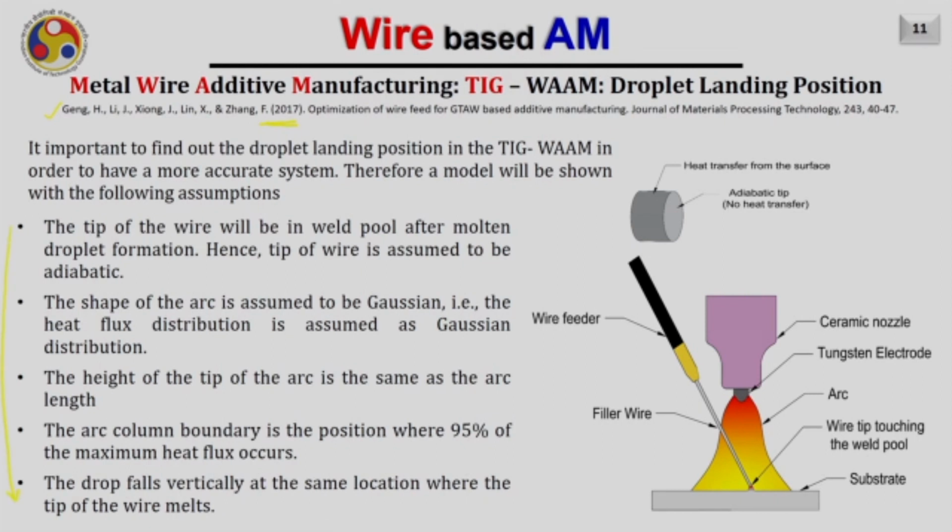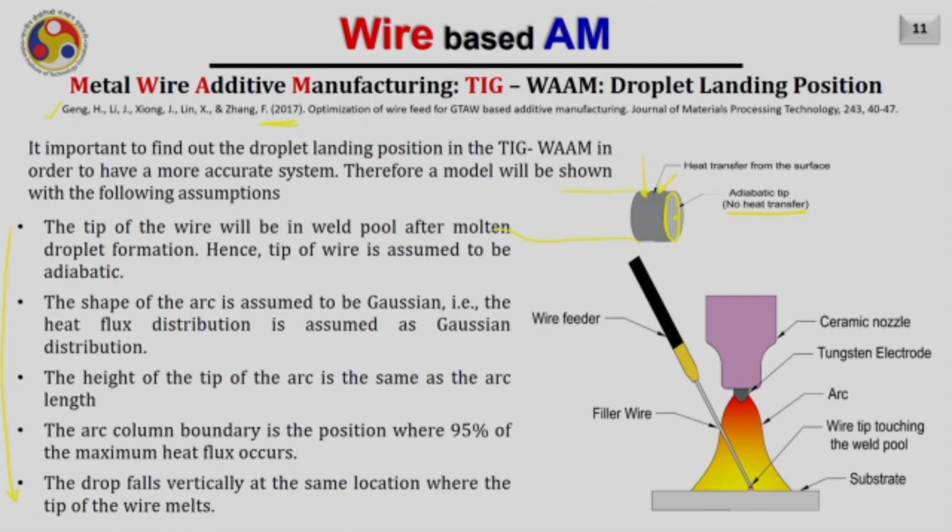The assumptions are: the tip of the wire will be in the weld pool after molten droplet formation. Hence, the tip of the wire is assumed to be adiabatic. So if this is the tip of the wire, assume that there is a very long wire on the back. This tip of the wire is going to be adiabatic and no heat will be transferred from this area. Heat will be transferred only from this region, that is the outer periphery of the cylinder, not the tip.